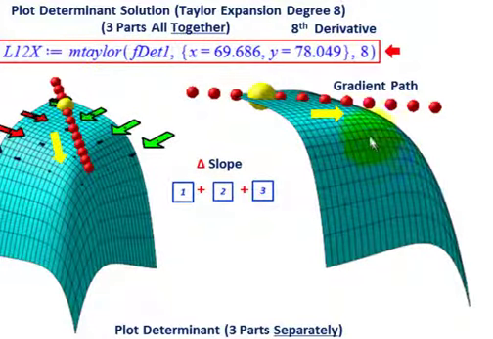This is the determinant here. That was the 8th degree determinant, all added together, parts 1, 2, and 3. Anyway, it gives you an idea of where you've got the change in slope, along our gradient path, where we've linearized it by doing the 8th degree expansion on our determinant.